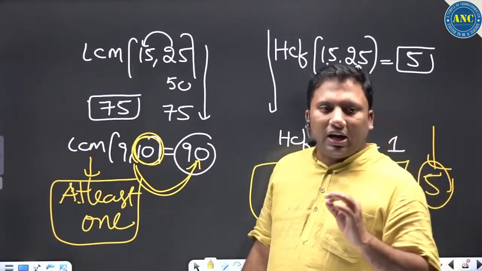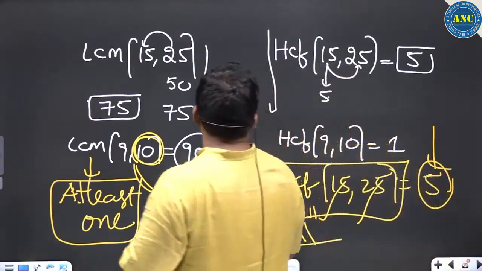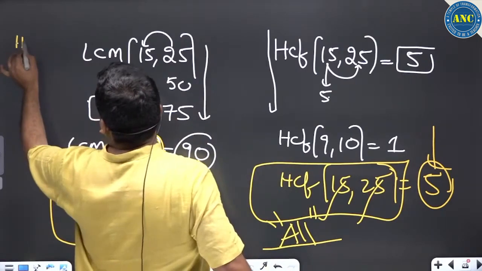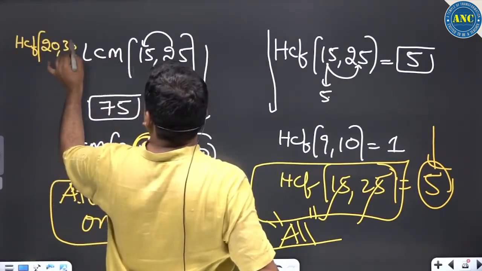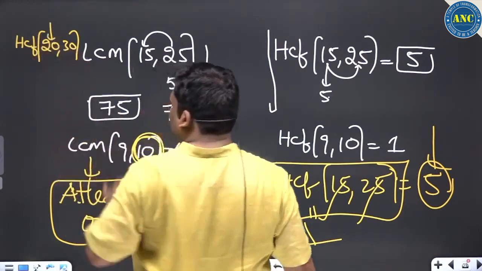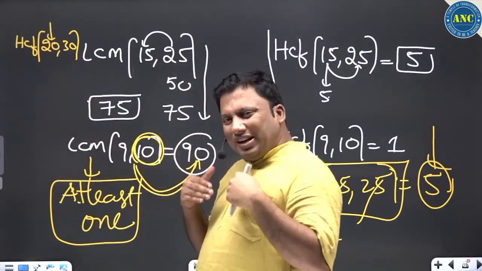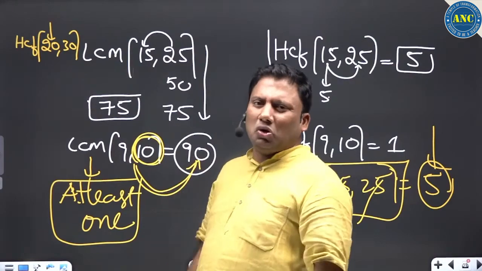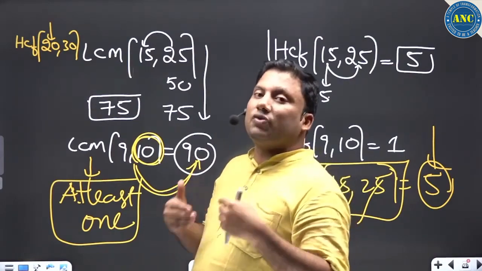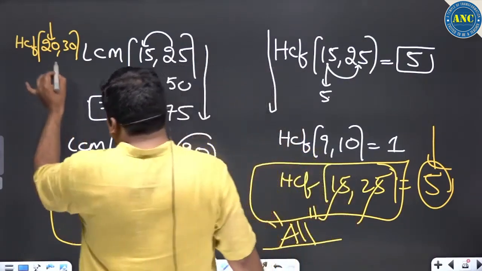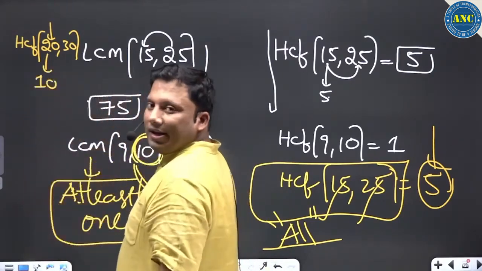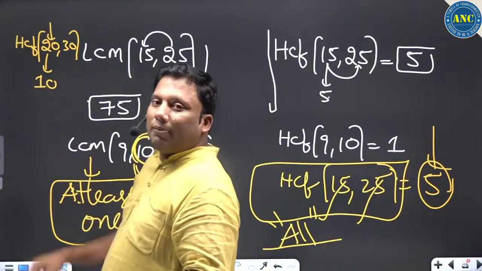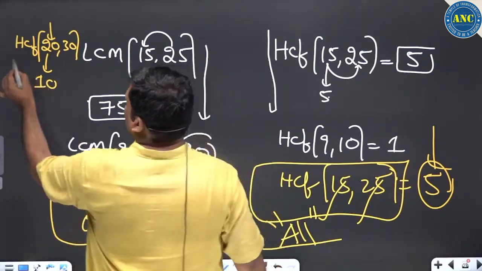HCF of 20, 30. Sahana, for you. HCF means go to the smallest number. Smallest number is 20. Is 20 dividing 30? No. Take the factor of 20. Sahana, 10. Is 30 divisible by 10? Yes. So answer is 10.